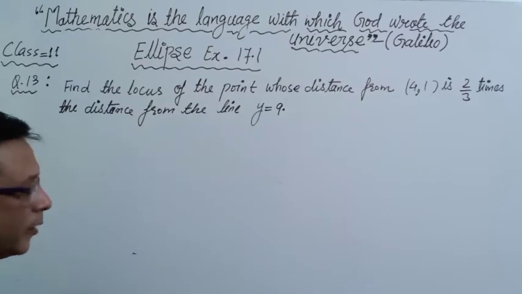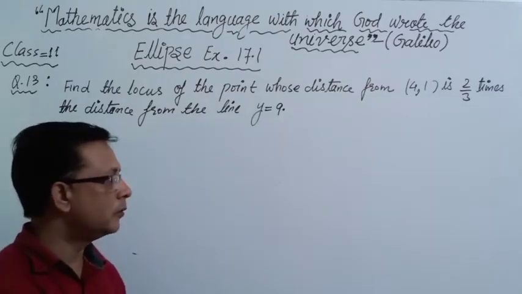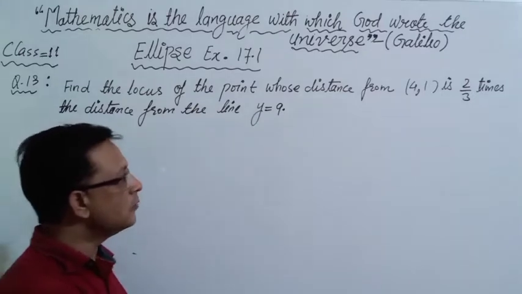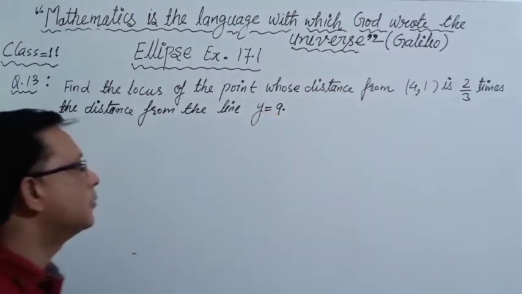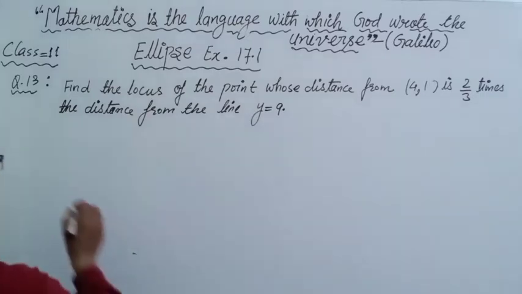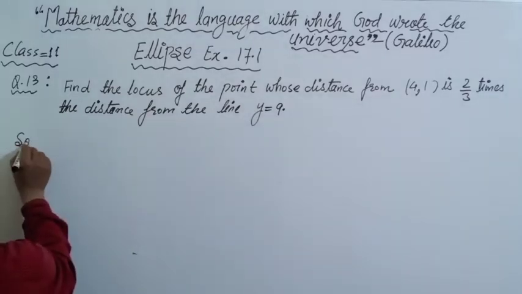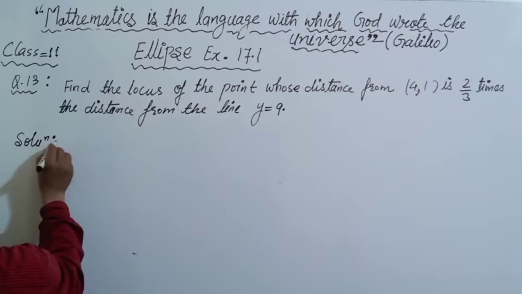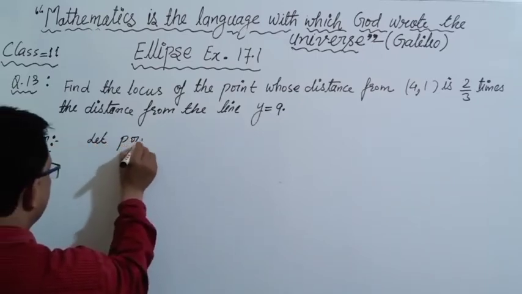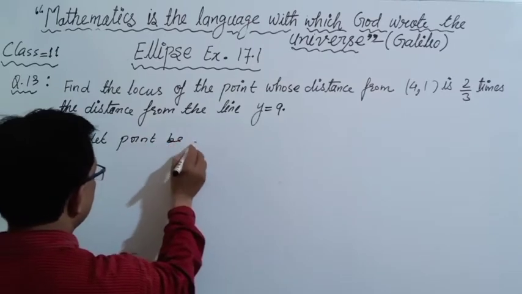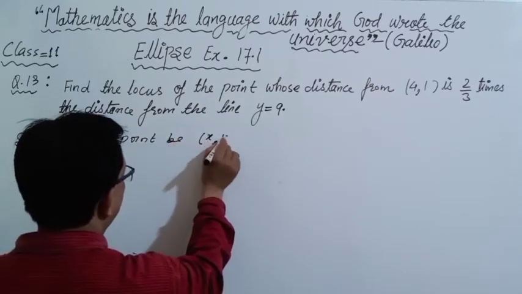We are going to find the locus of any point whose distance from this point is 2/3 times the distance from the given line. So let us consider the point. Let the point be (x, y).